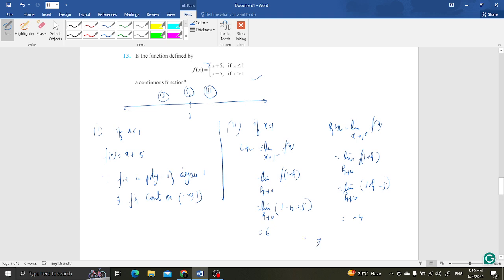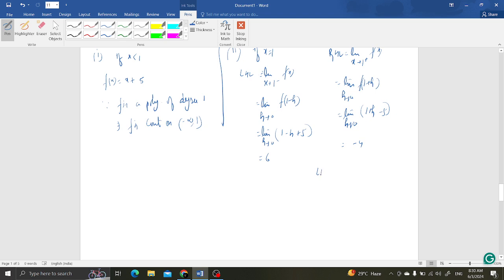Observe that from both equations, LHL is not equal to RHL, which implies that the limit x tends to 1 of f of x does not exist, DNE. Since P implies Q, not Q implies not P: if the limit does not exist at 1, then the function is not continuous at 1. f is not continuous at 1. I hope you understand.